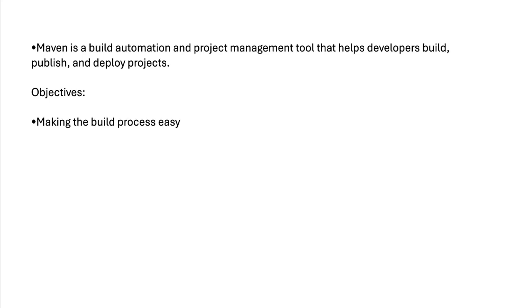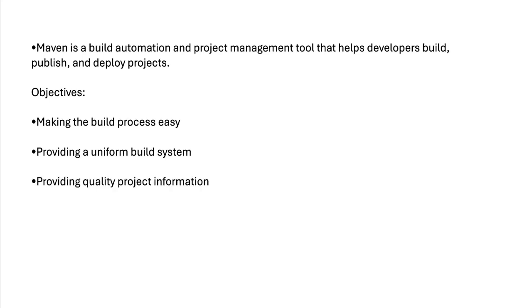So first thing is it makes the build process easy and provides a uniform build system. So if you're working on a project, then everybody should follow a certain rule, right? Everybody should be in sync, like what happens in the team. So to have better collaboration with the team, this system basically helps to make more and more processes easier, providing quality project information. So project information is made very easy, and then encouraging better development practices. So all these are the objectives of Maven.